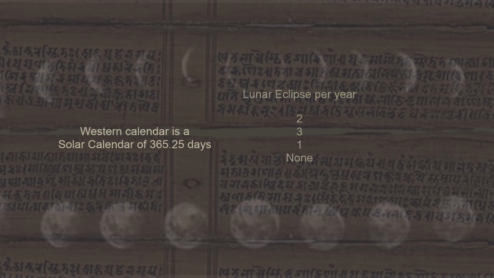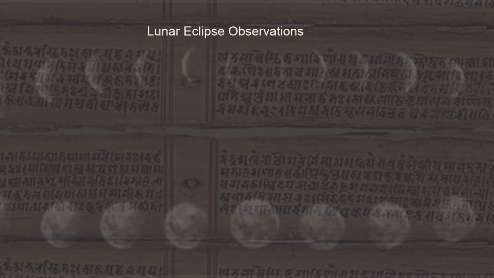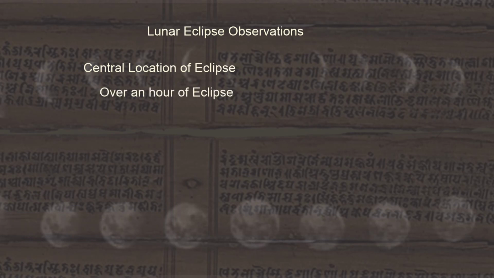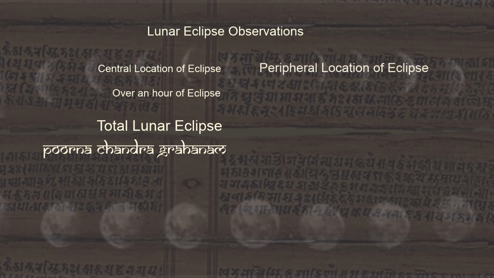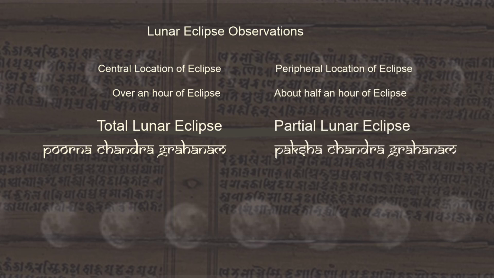There are 2 kinds of lunar eclipse observations. 1. If we observe from a location on Earth where the lunar eclipse is centered, the period of eclipse may last over an hour. It is called a total lunar eclipse, Purna Chandra Grahanam. 2. As we move further away from the center, the eclipse may occur only for about 30 minutes. It is called a partial lunar eclipse, Paksha Chandra Grahanam.